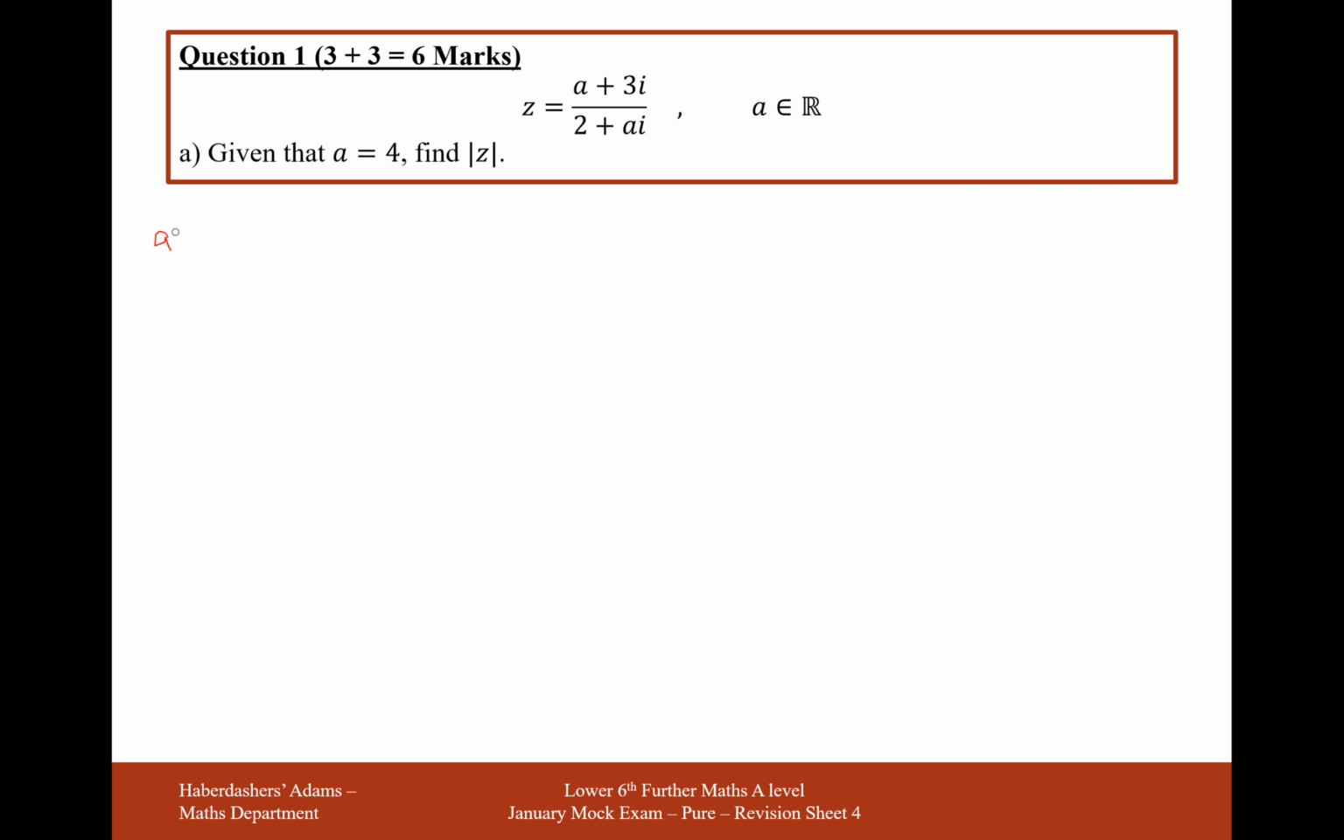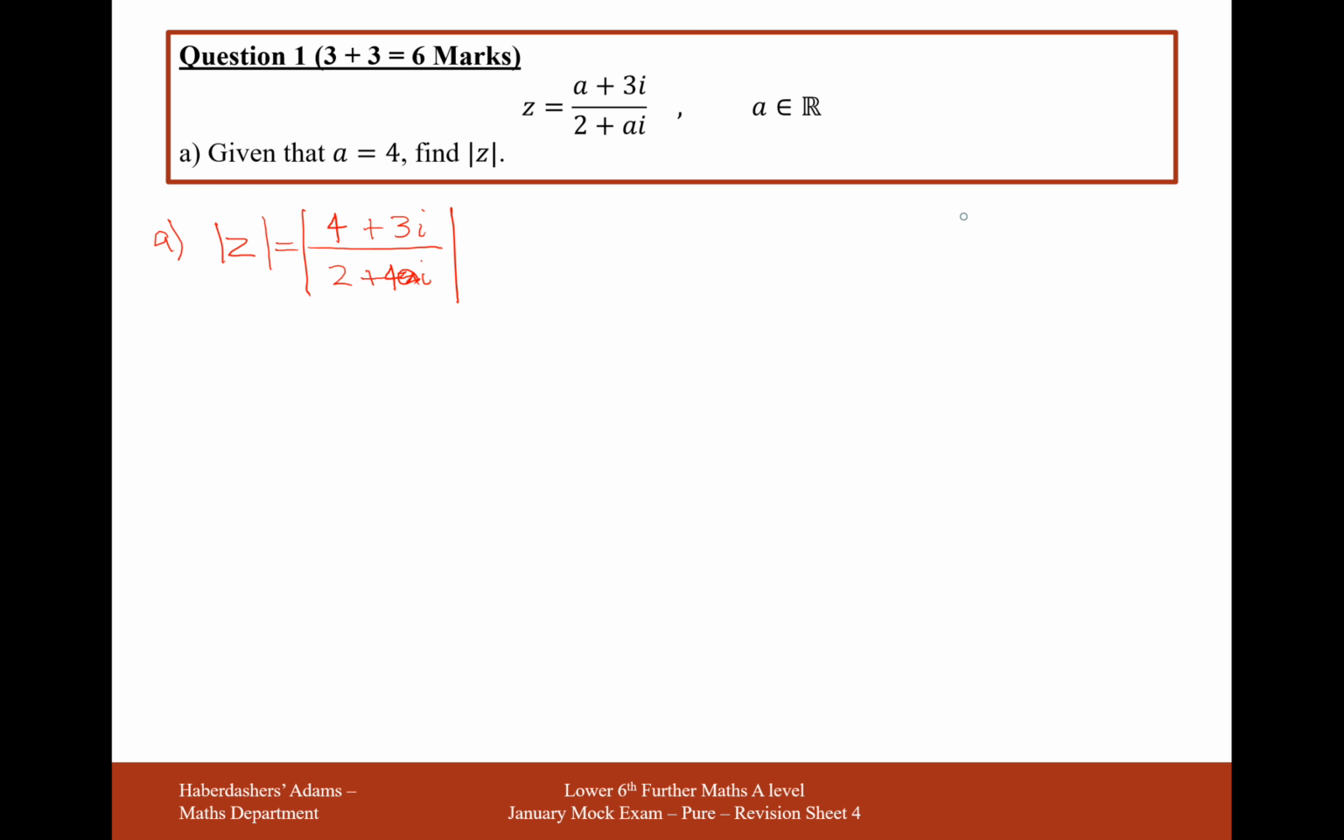So question 1 says that given that a equals 4, so let's substitute that in straight away, find the modulus of z, so 2 plus 8i, so 2 plus 4i because it's now 4. Okay, so what I'm going to do here is we'll find the modulus of this complex number here and here.